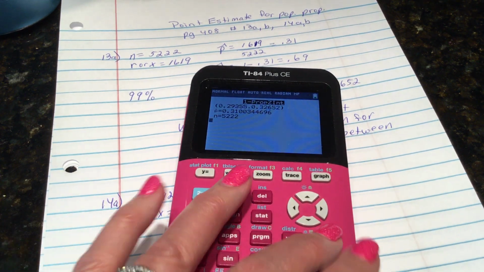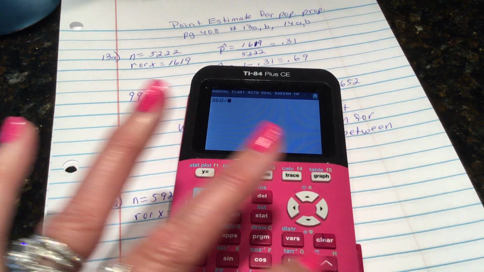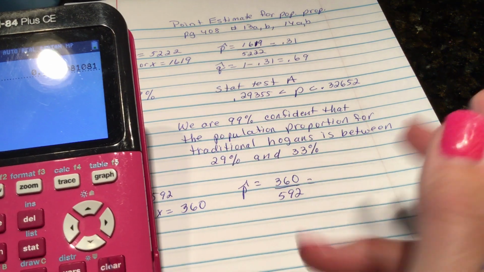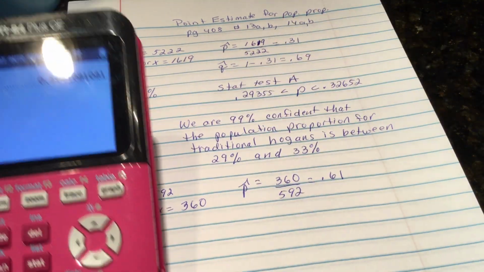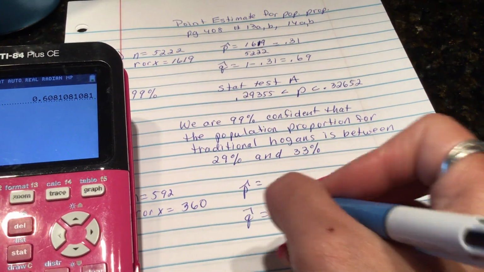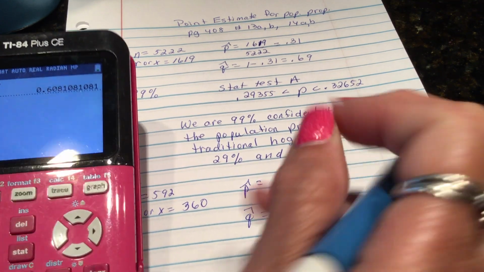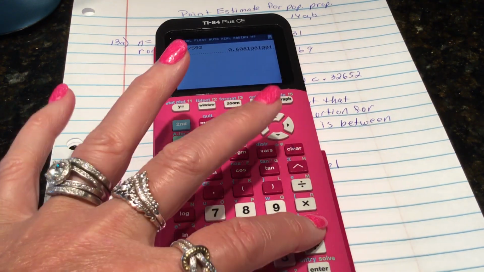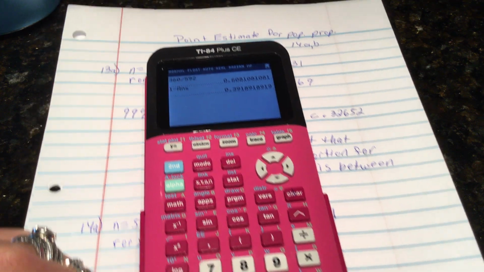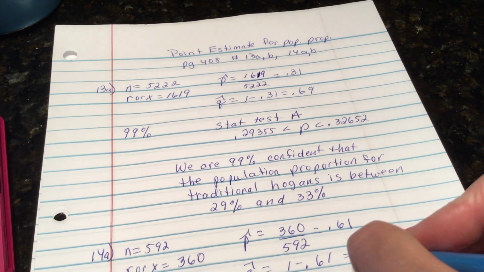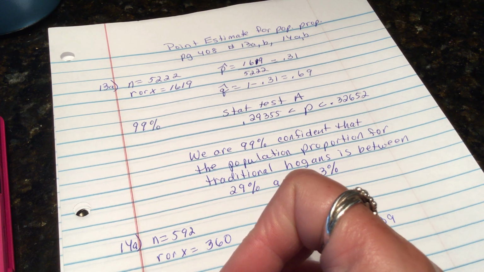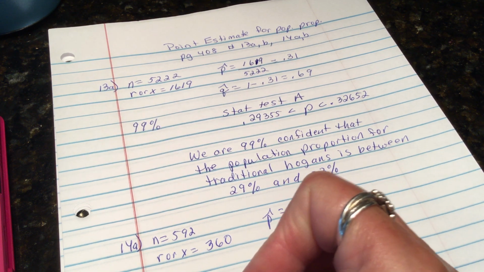Again, we're going to take the calculator. 360 divided by 592, and we get 0.6. If you want, you could do 0.61. Then for the Q hat, we're going to do 1 minus 0.61. Again, I'm going to show this: 1 minus, second, the negative button to give you the answer, and it gives you 0.39. So that's that. Then in part B, we are doing a 95% confidence interval.